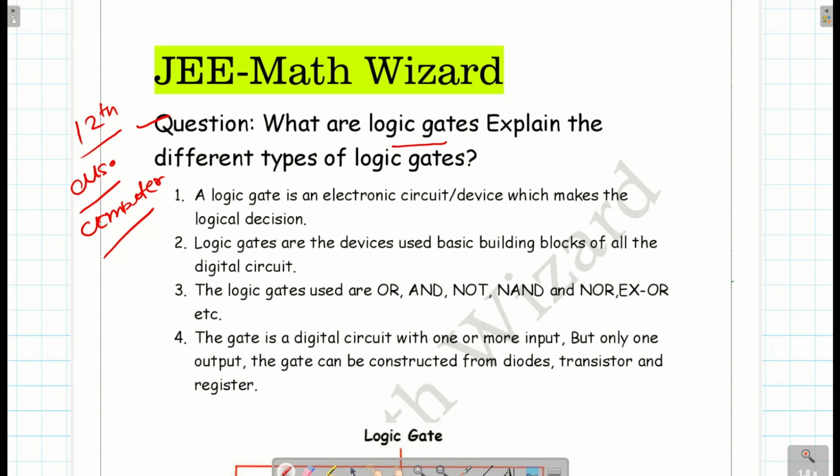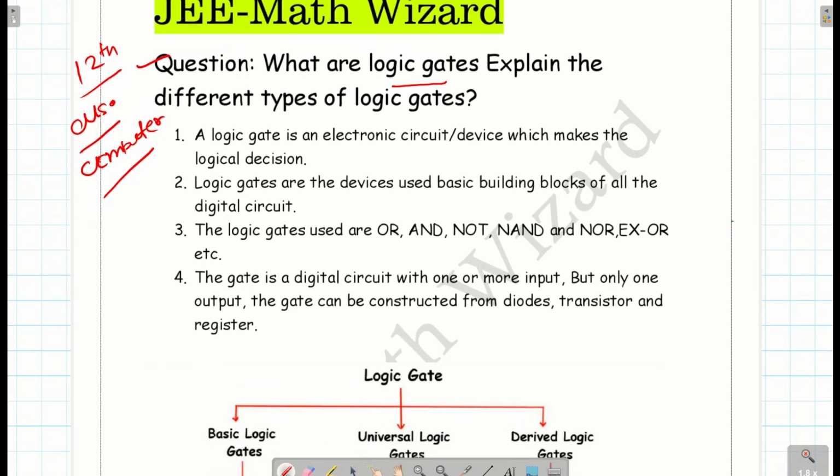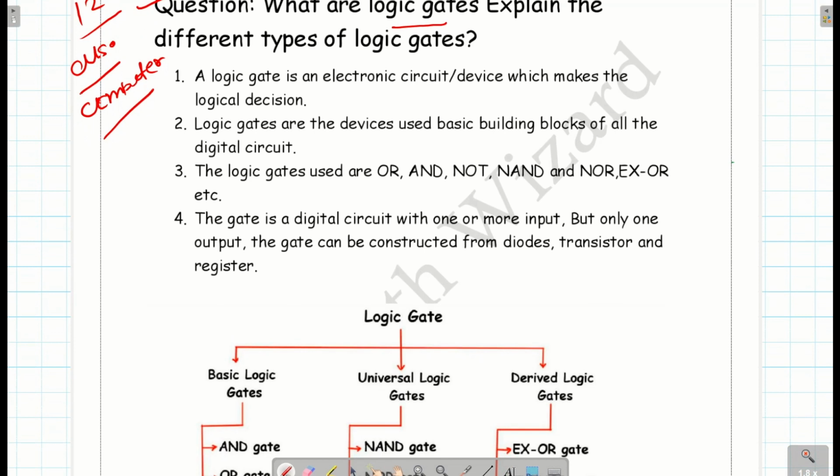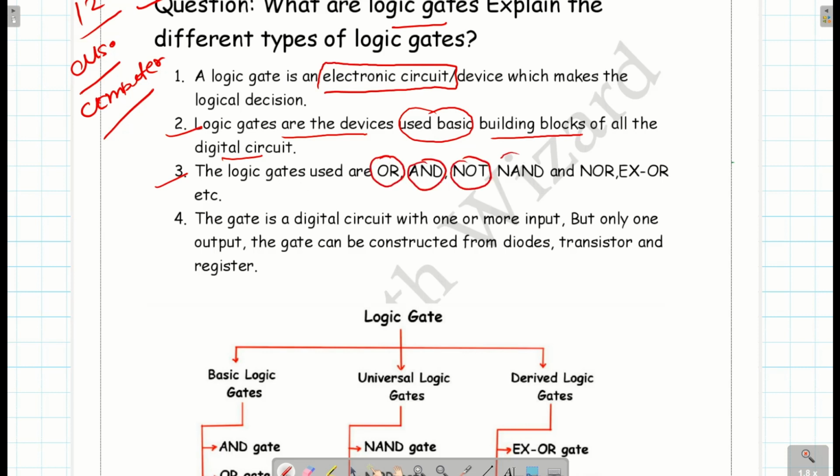So simply, the first definition is: a logic gate is an electronic circuit. And second, logic gates are devices used as basic building blocks for digital circuits. And third, the logic gates used are OR gate, AND gate, NOT gate, NAND gate, NOR, XOR, etc. So these types of gates are used.